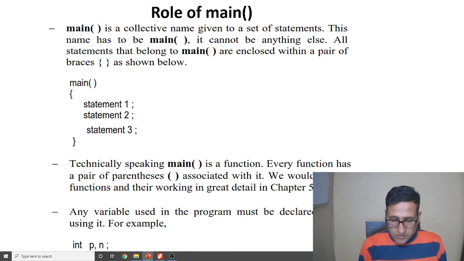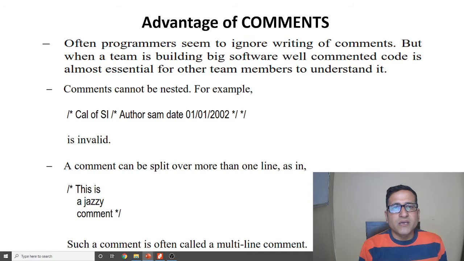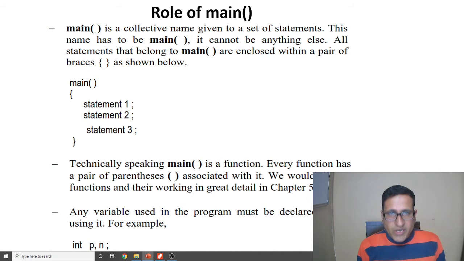Next is, in this program we have learnt about these comments. Now we will go to the third line, main. Why do we write here this main and the parentheses? So you can see here what the role of main is.